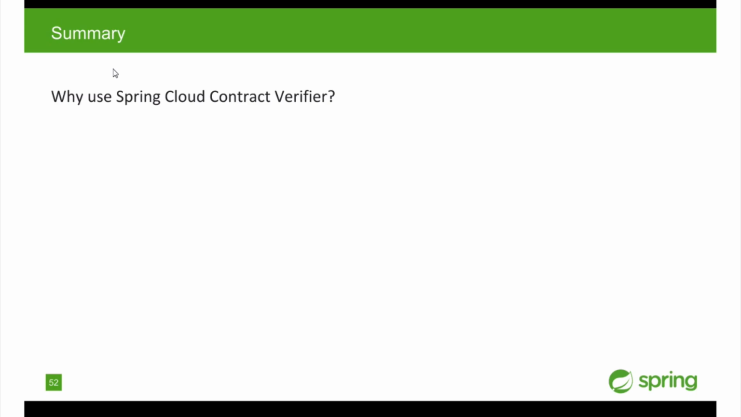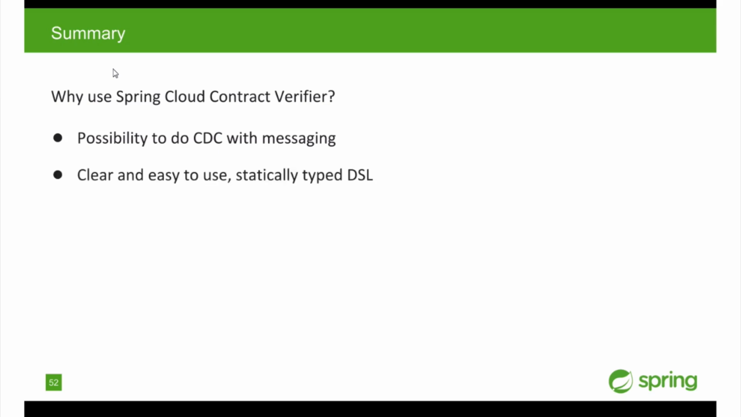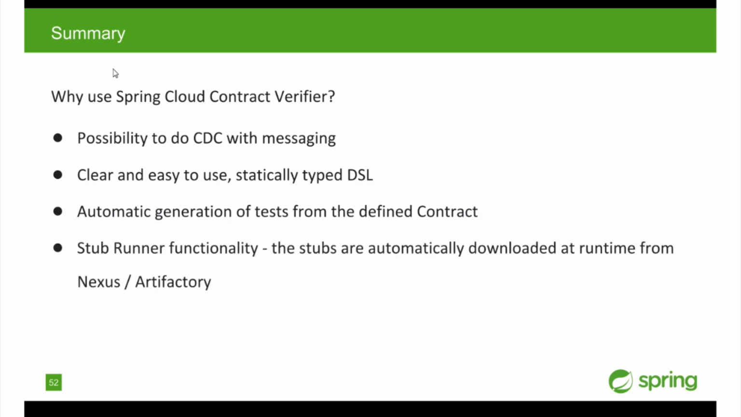So why could you use Spring Cloud Contract Verifier? Spring Cloud Contract Verifier is the plugin, the stubrunner, all of that is underneath the project called Spring Cloud Contract Verifier. You can do CDC, consumer-driven contracts, also with messaging, not only HTTP requests. So you can define that such an input message can come and such an output message will be sent. And we're checking that against the producer as well. You have a clear and easy to use statically typed DSL, and tests are automatically generated from that contract, which is really important. Stubrunner automatically downloads stubs at runtime. So you don't have to think about it. It happens out of the box.